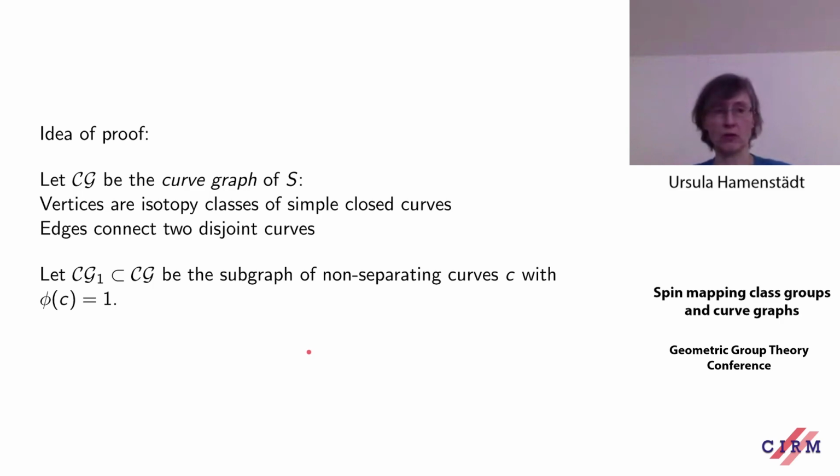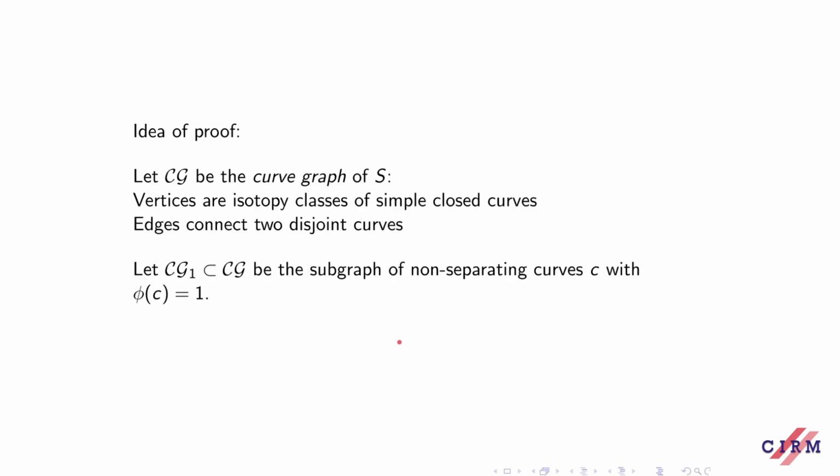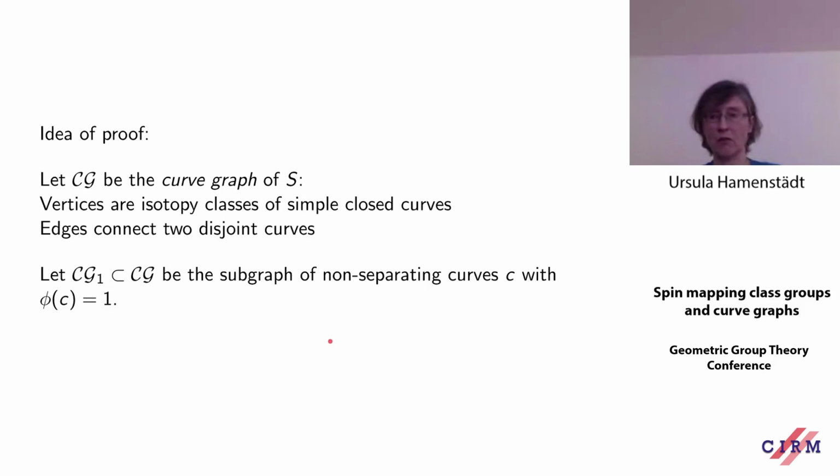The proof is also, in a certain sense, very classical. You take the curve graph of the surface S, where the vertices are isotopy classes of simple closed curves, and edges connect disjoint curves. This curve graph has been studied extensively in the past. It has very beautiful properties, and many properties are known, and the most elementary property is that it's actually connected.